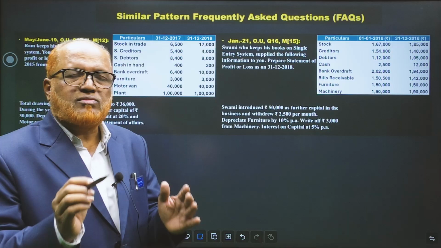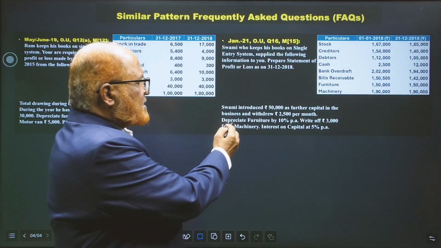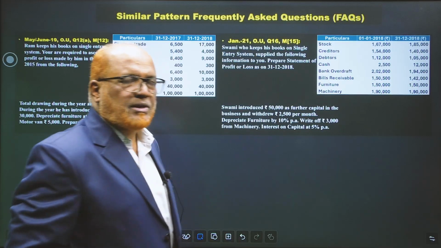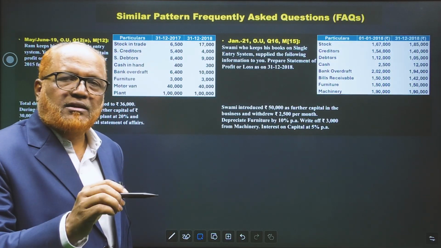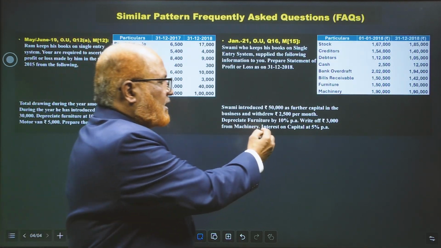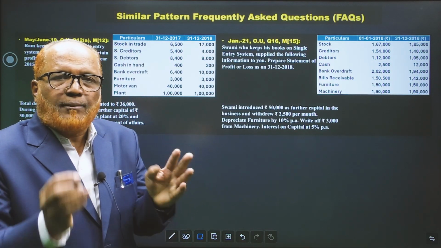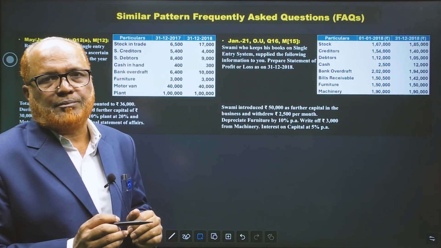So how many items do we have to subtract? Three. That is depreciation on furniture. Secondly, 3,000 rupees depreciation on machinery. And third, interest on capital. This should also be subtracted. After subtracting these three, we will get the profit for the year.